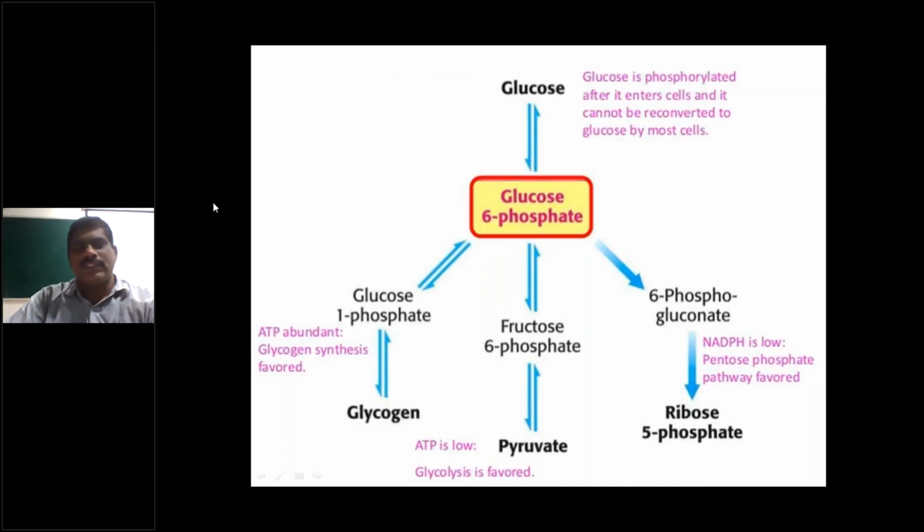Take the first junction, glucose 6-phosphate. From glucose, the glucose is phosphorylated and forms glucose 6-phosphate. From this glucose 6-phosphate, glucose 1-phosphate is forming, fructose 6-phosphate is forming, and 6-phosphogluconate is forming. From glucose 1-phosphate, glycogen synthesis takes place, from fructose 6-phosphate pyruvate synthesis takes place, and from 6-phosphogluconate, the HMP shunt pathway, that is ribose 5-phosphate formation, takes place. So that's one of the key junctions.